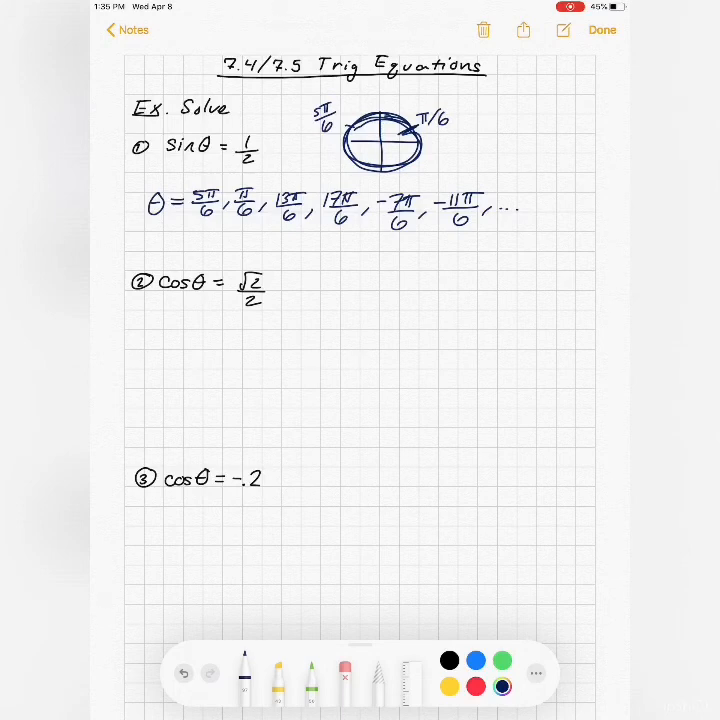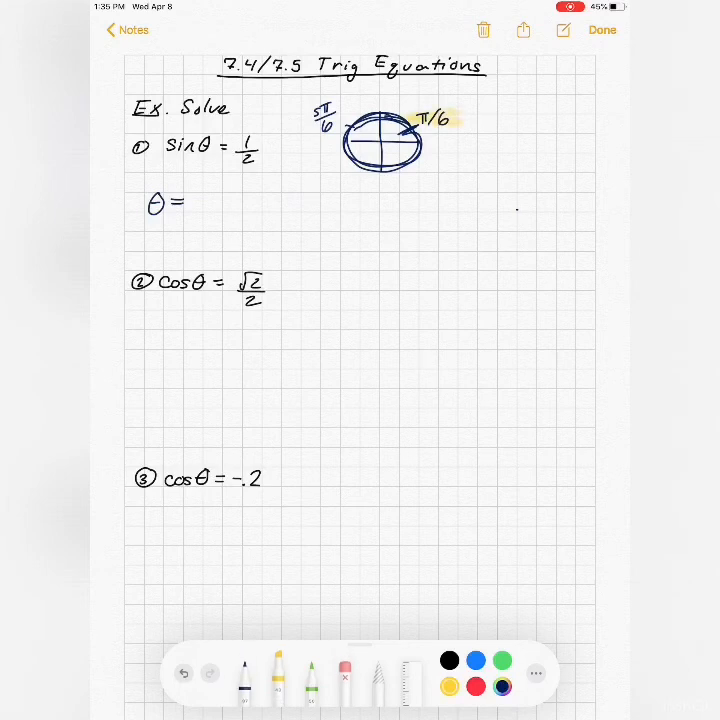So how can I write out all solutions then? Let me see if I can figure this out. I'm going to start with the first point. That would be the pi/6, so that accounts for this guy. Now, what if I say plus multiples of 2 pi? Or in other words, plus 2 pi k. That means every time I go around the circle, and k can be positive or negative, in either direction, a full circle, I'm going to get all occurrences of that point.